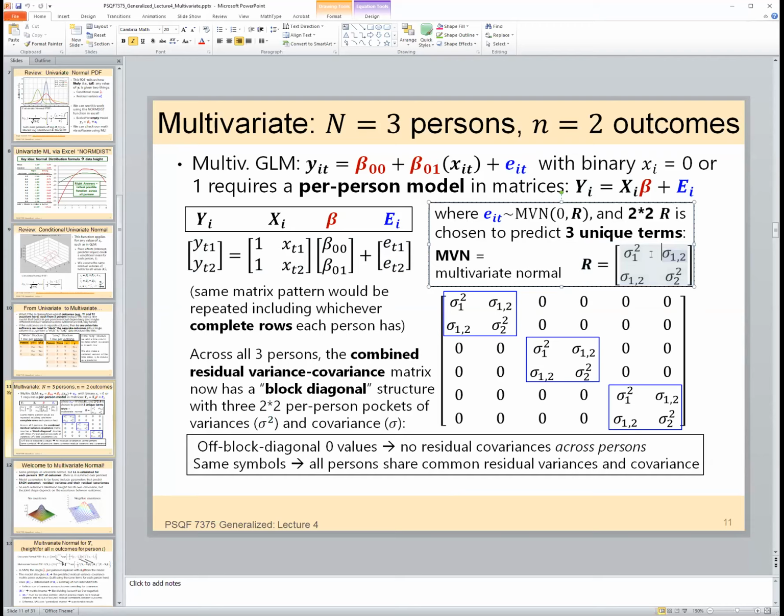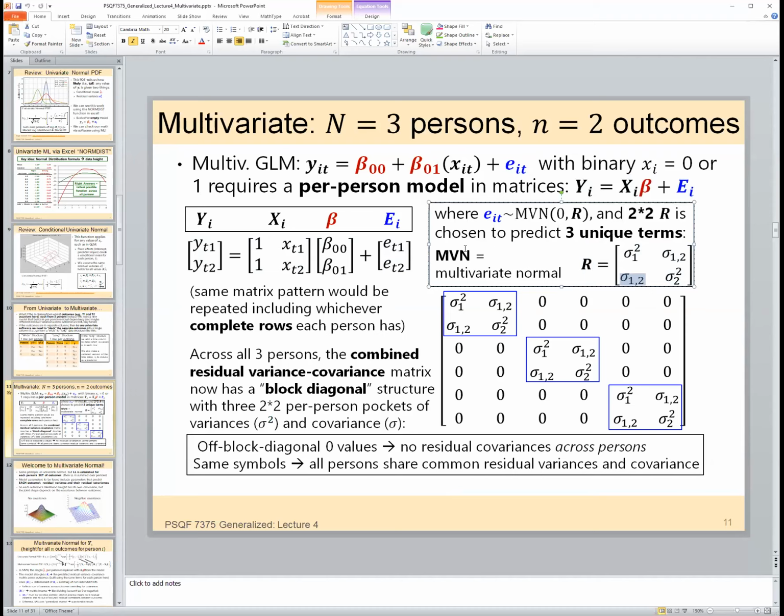So at most here, we could say that there is a variability of the E's from time 1. Time 1. A variability of the E's at time 2. And this thing right here, that's a covariance between the E's at time 1 and the E's at time 2.